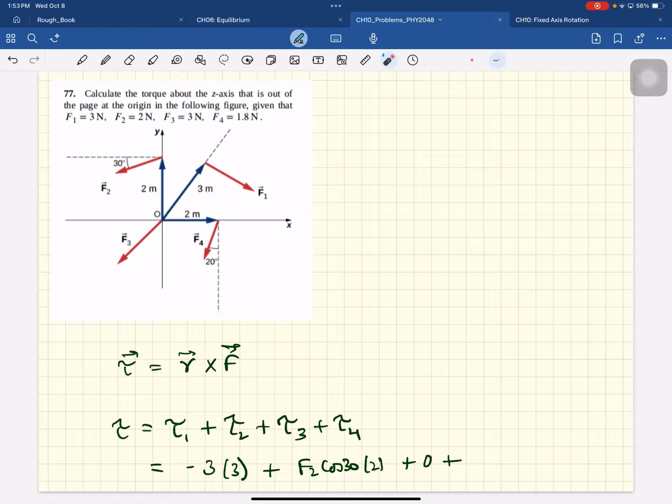And the torque due to F4, there's the force F4. You can break that into this component and that component. This component is passing through the axis, so it will have 0 torque. So it's F4 cosine 20 times 2 meters. And this is a clockwise torque, so it'll be negative. Okay. Times 2. And what are the units for torque?